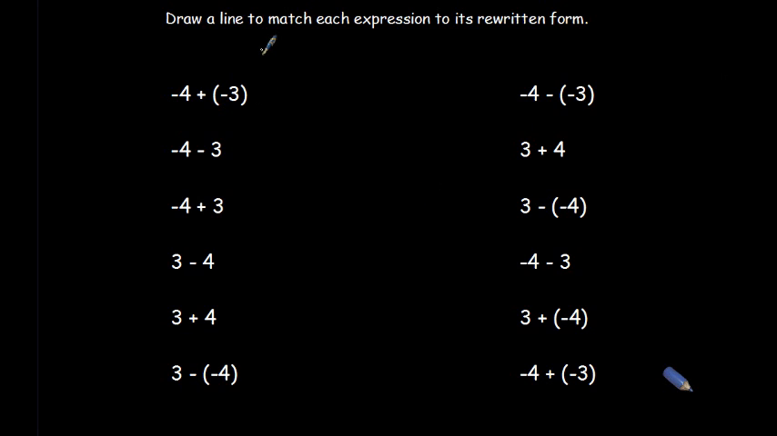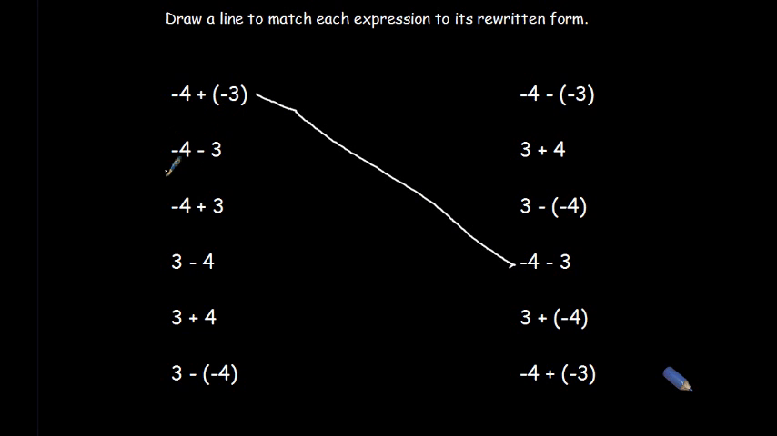Alright, so it says draw a line to match each expression to its rewritten form. So if I change this one, stay, change, opposite, so the first number always stays the same, that would change to a minus, and the opposite is a 3. So I'm looking for a negative 4 minus 3. So that would be right there.